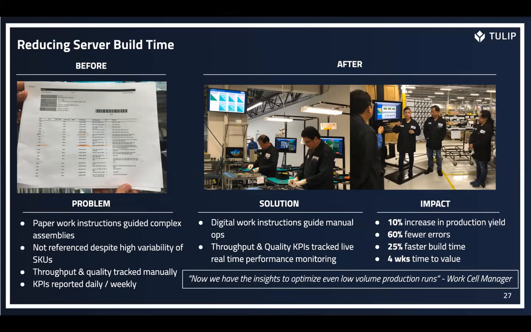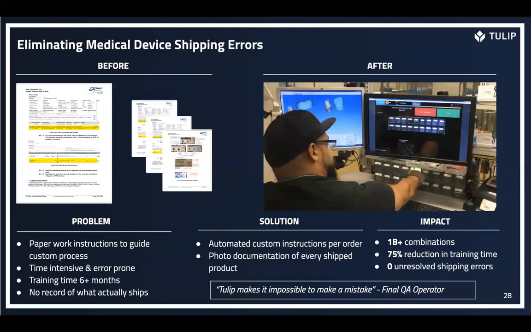So even though these are typically low volume production runs for this manufacturer, they still had an opportunity for continuous improvement in there. All right, so let's look at one more example of this.